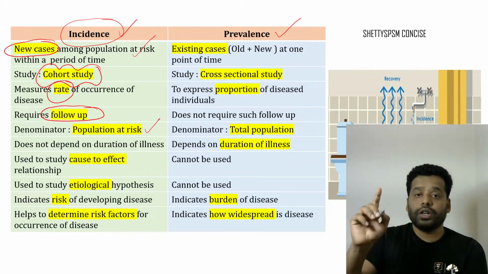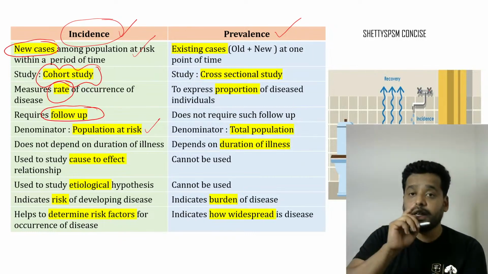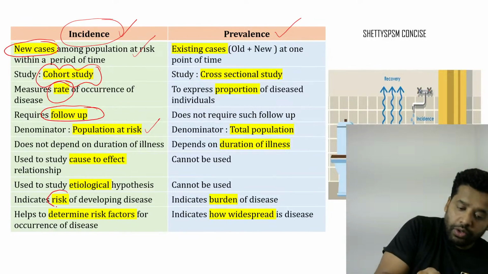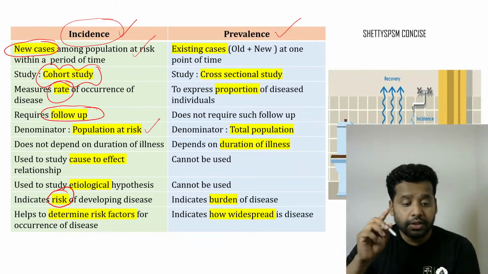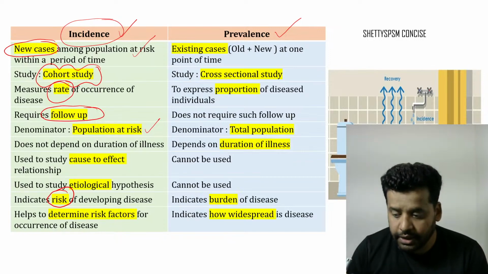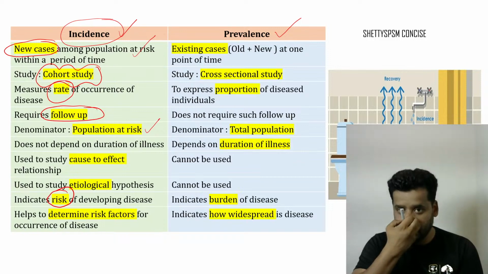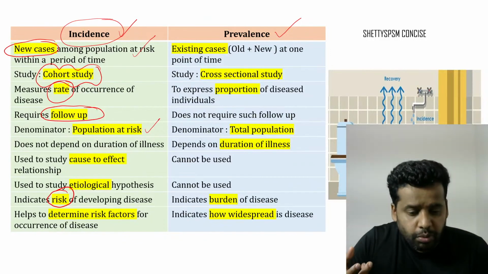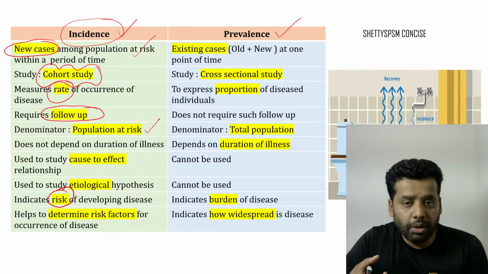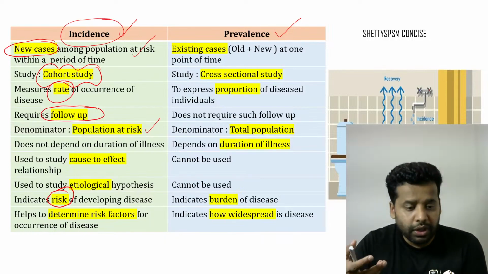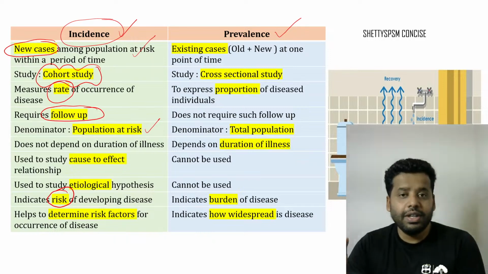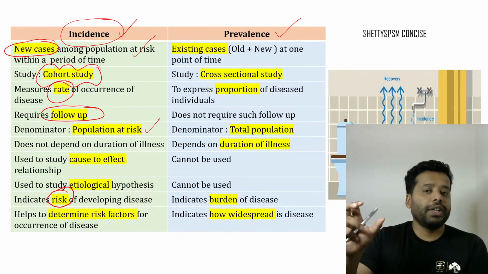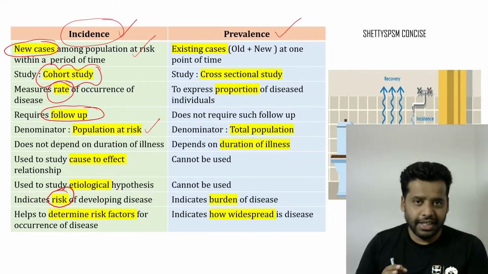It is rate of occurrence of new cases, or rate, risk of developing disease. If they make this question, which of the following will indicate risk of developing disease? Answer is incidence. So repeat my words. Incidence is new cases. What is the denominator? Good. Population at risk. What we have to do? Follow up. What study? Cohort. What is this with respect to time? Rate. The risk of developing disease is given by incidence.